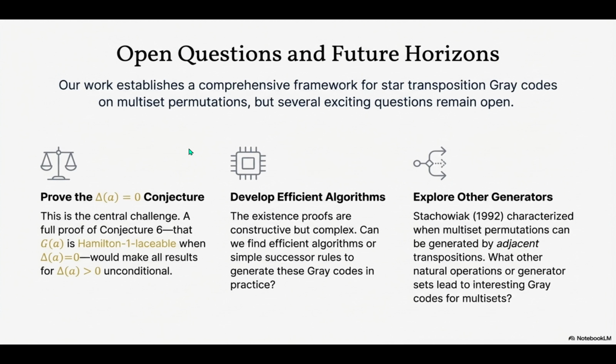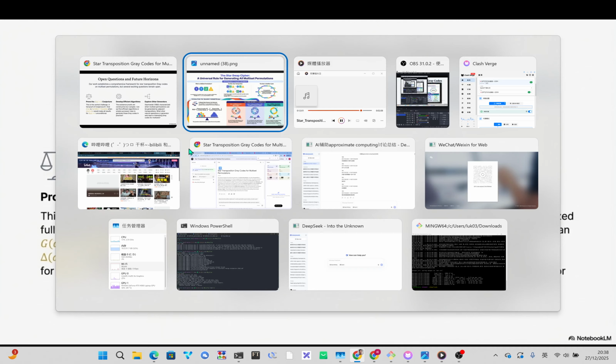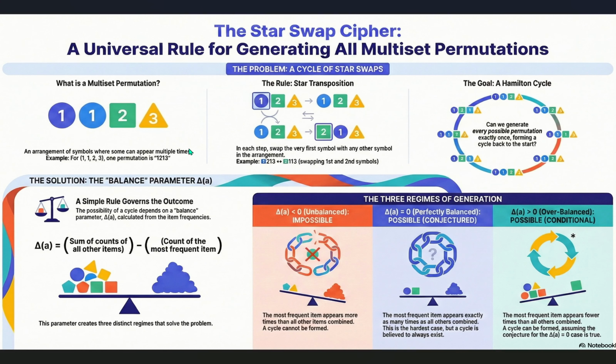So if I put this all together, we've basically got a complete map of possibility, and it's all defined by that one parameter. That's the perfect summary. The territory is either impossible, or it's possible but conditional on the boundary, or it's that fragile boundary line itself. The structural framework is complete. We know exactly when a star transposition Gray code is structurally viable. That trichotomy, impossible, possible, and the critical boundary, is the whole story.